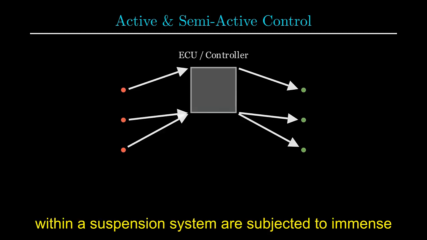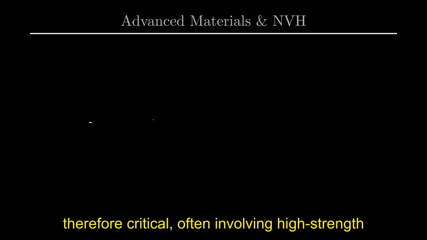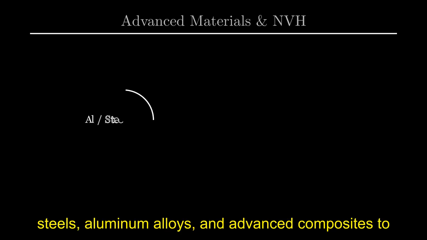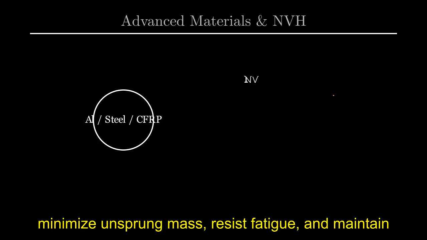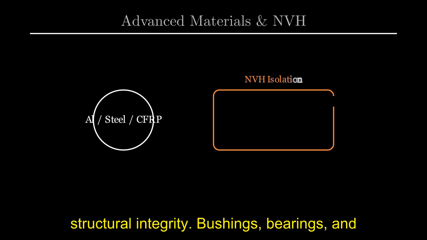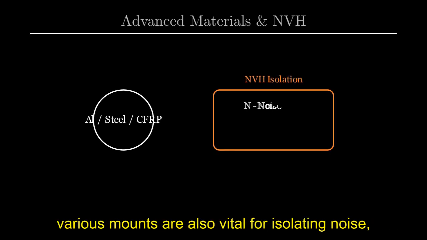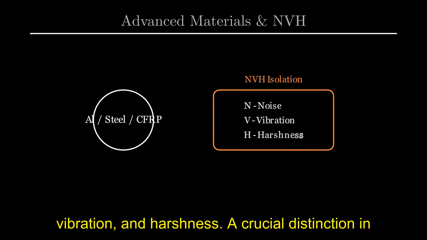The components within a suspension system are subjected to immense and repetitive dynamic loads. Material selection is therefore critical, often involving high-strength steels, aluminum alloys, and advanced composites to minimize unsprung mass, resist fatigue, and maintain structural integrity. Bushings, bearings, and various mounts are also vital for isolating noise, vibration, and harshness.